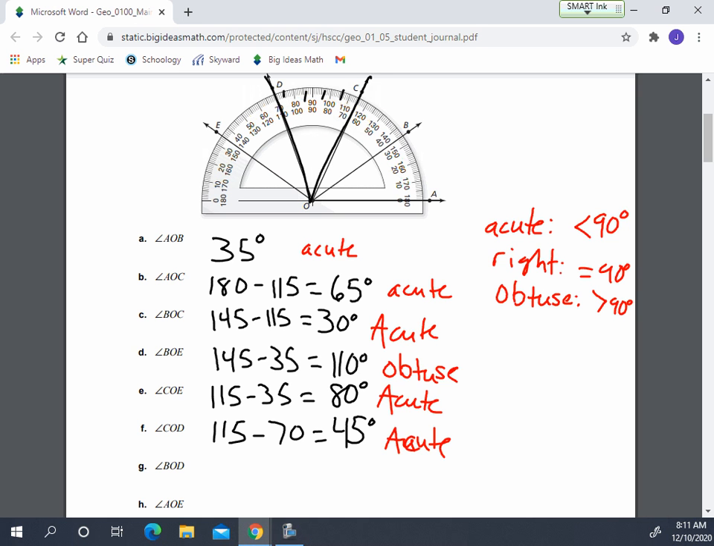Okay, BOD. Find that angle measure, BOD. That's at 145. This is at 70. Did we already have one of those? Nope, we didn't. So 145 minus 70 degrees is equal to 75. Okay, and that's acute. A lot of acute angles today.